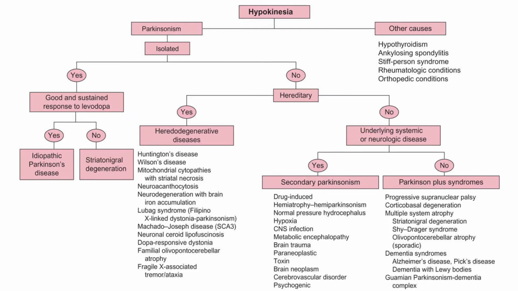But what next? Once we have made a diagnosis of Parkinsonian syndrome, we need to see if it is associated with other neurological features or not. If it is isolated, and a good sustained response to levodopa is there, we can say yes, it is an idiopathic Parkinson's disease.